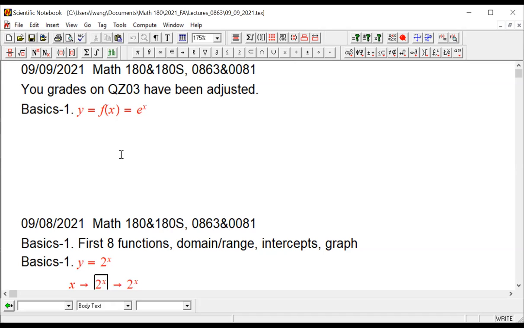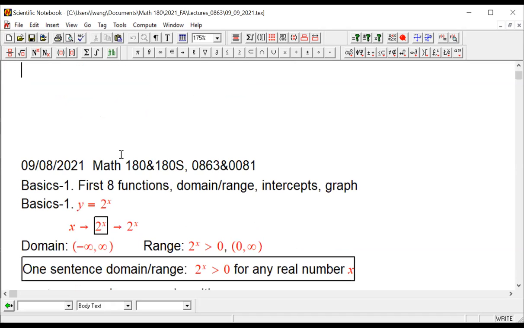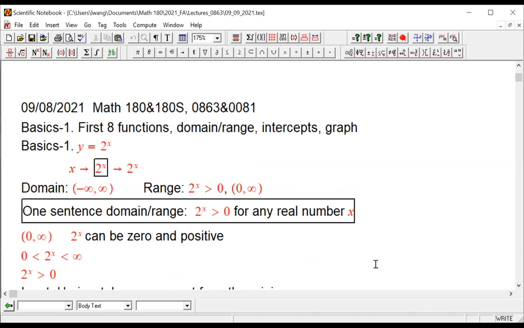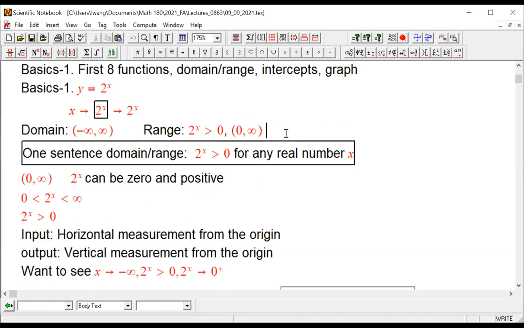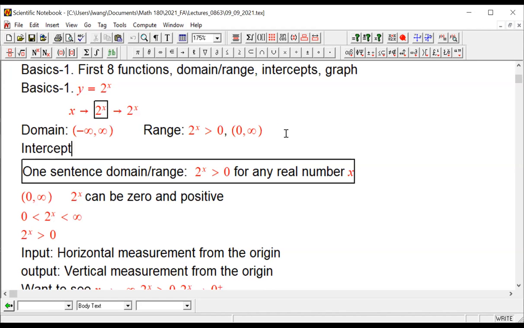So what are the things we're going to examine? Oh, by the way, I forgot to do the intercepts for 2 to the power x. So let's get it quickly done. What are the intercepts? The x-intercept and y-intercept for this function.